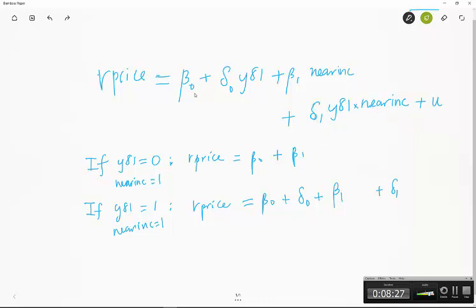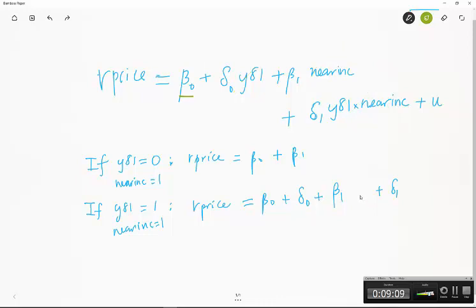So let's look at the beta naught. What is beta naught? In order to see what beta naught means, you can set this equal to 0, this equal to 0, and this equal to 0. What does it mean? It means that you are not looking at the year 1981, so it's the year 1978, and it is not near the incinerator. So that means that this beta naught captures the average price of the houses that are not near the incinerator in 1978. Okay, so that is beta naught.